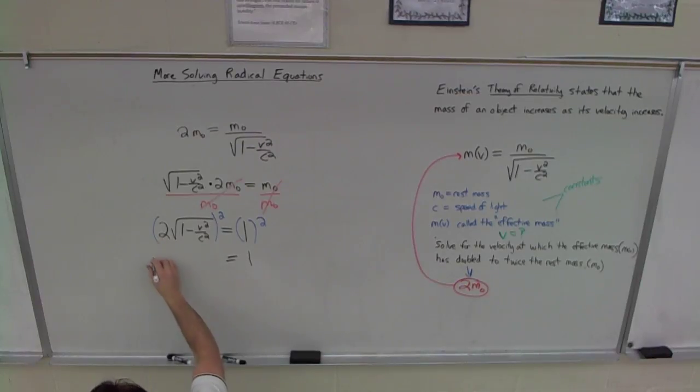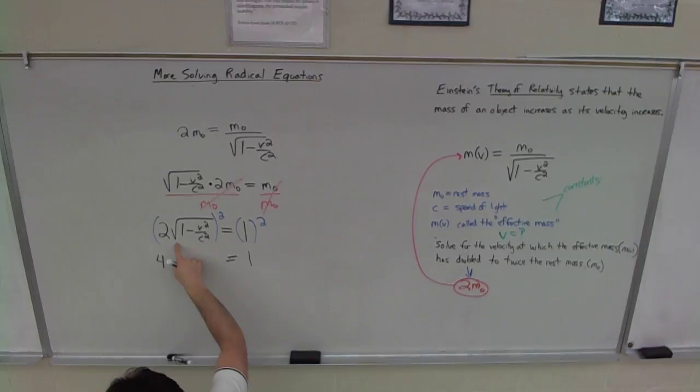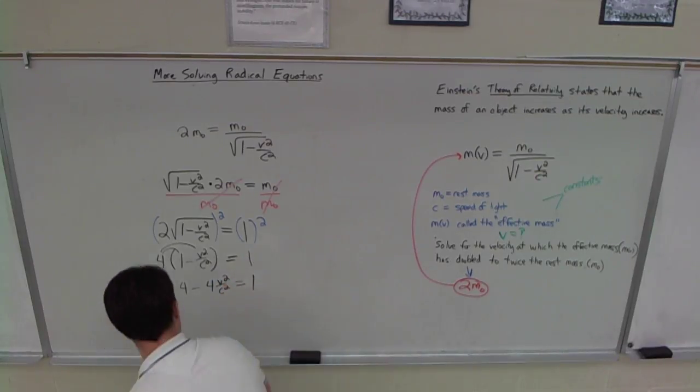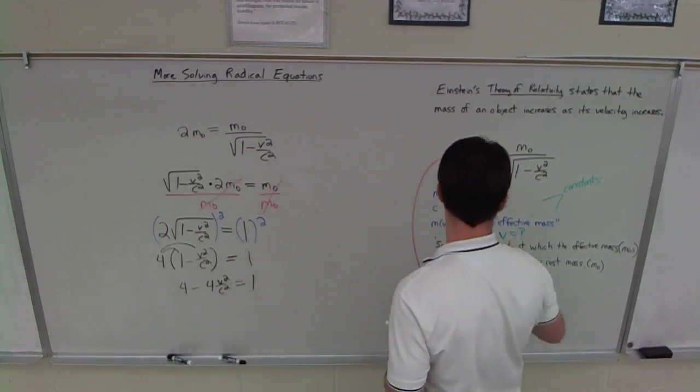This is now 4. Squared does what to square root? That was the point. It cancels it. Why did I leave the parentheses? Yeah, because it's 2 all of that stuff, so now it's 4 all of that stuff. So now I've got 4 minus 4 v squared over c squared. We're getting pretty close, I think, here.